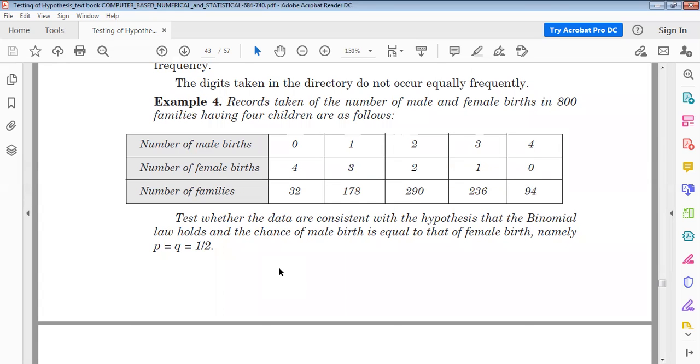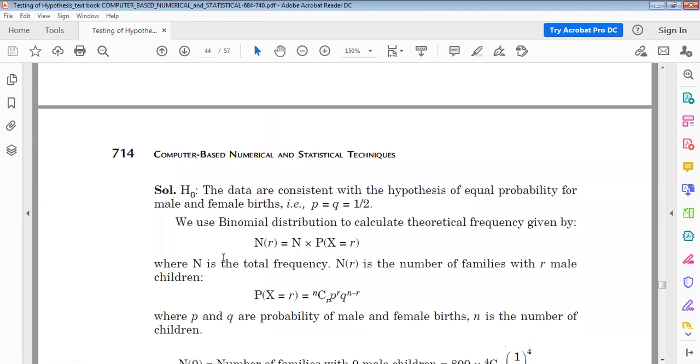94 families. Now you have to test whether the data are consistent with the hypothesis that the binomial law holds and the chance of male birth is equal to that of female birth. That means male births and female births will be equal. We have to test this. Namely, total probability P equals Q equals what? Half. We must know, P is the probability of success and Q is the probability of failure. So there are two chances for birth, one is male baby and the other is female baby. So P equals Q equals half is the probability, and total probability 1.